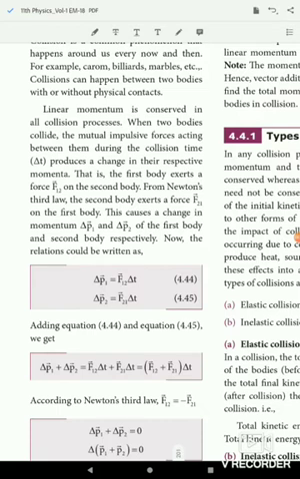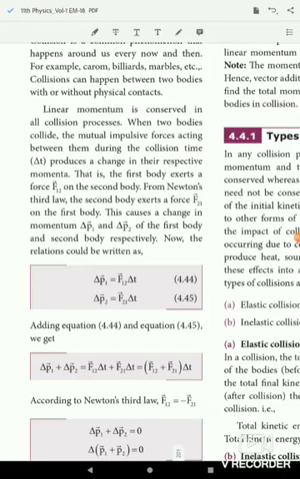When two bodies collide, the mutual impulsive forces act between them during the collision time. So delta t, that collision time, is a small time. So you take a delta t, and it produces a change in their respective momenta. That is, the first body exerts a force F12 vector on the second body. From Newton's third law, every action has an equal and opposite reaction. So the second body exerts a force F21 vector on the first body.